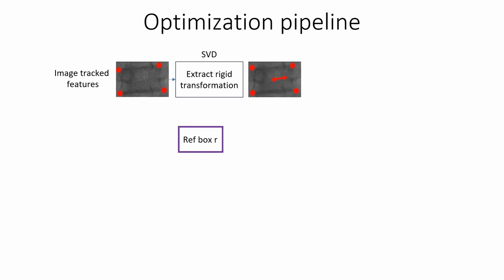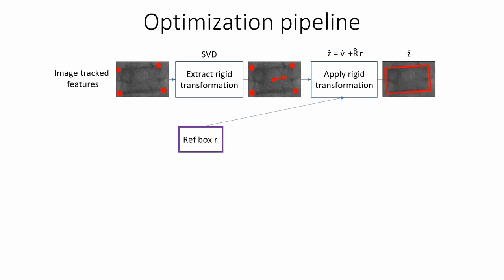We start from the captured radiographs, and we track image features of the vertebral bones in 2D. As all vertebrae have different sizes, to facilitate direct comparisons, we introduce a reference 2D box. We extract the rigid transformation of the vertebra using the singular value decomposition, and we apply this transformation to the reference box. As a result, we obtain target features Z hat.